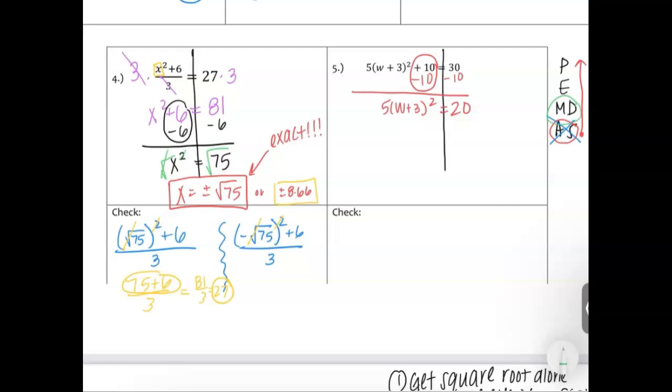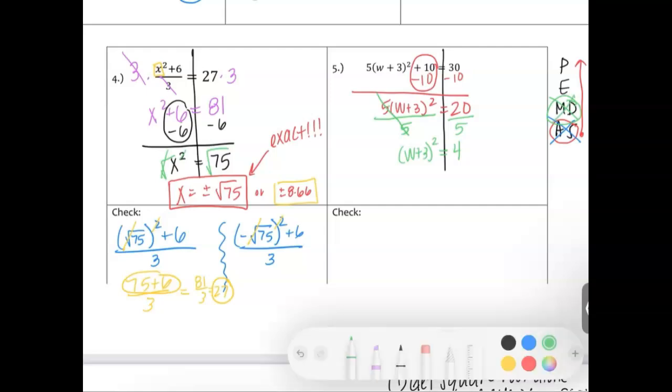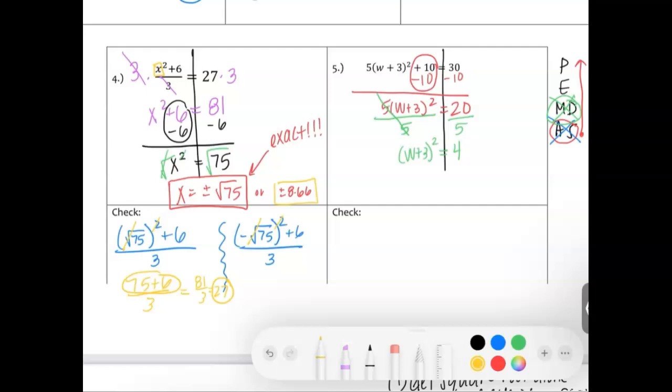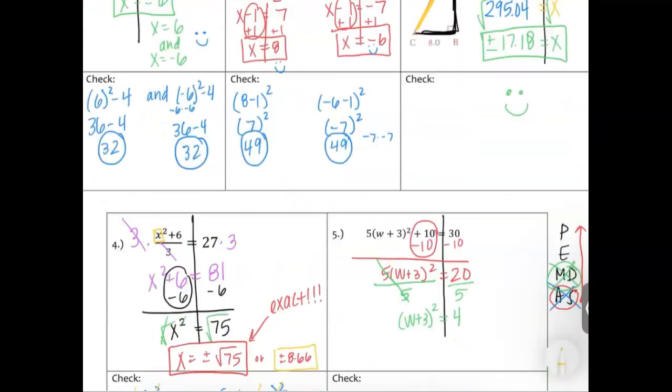Next we move to multiplication and division, and it's kind of weird, but remember when things touch without a sign, it's multiplication? So we're going to divide this side by 5 because that undoes multiplying it by 5. When we do it to one side, we can do that to the other, and so we are left with (w plus 3) squared equals 4 now. Okay, this looks a lot like question 2, where we're like, oh, it's actually just something squared already.